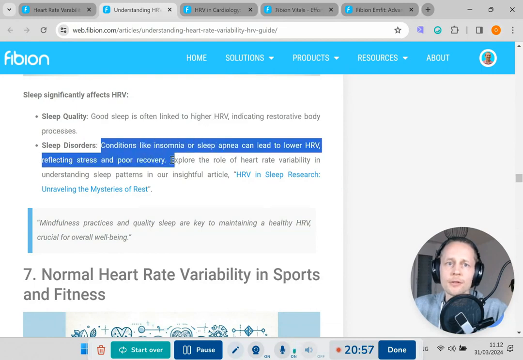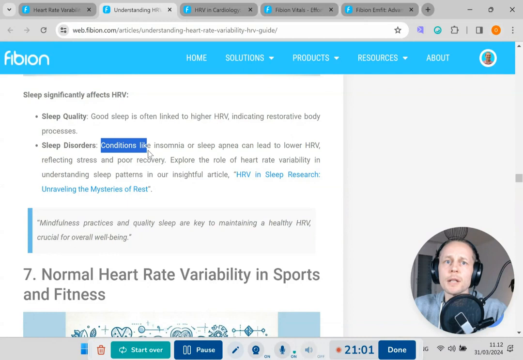And also conditions like insomnia and sleep apnea can lead to lower heart rate variability. So it can be used as an early indicator of those. And if you're interested in this, we have a specific article about heart rate variability in sleep research.